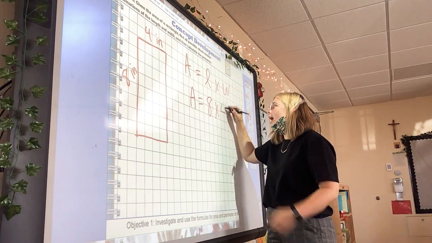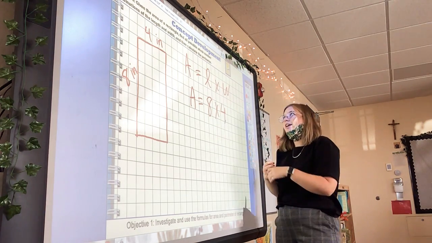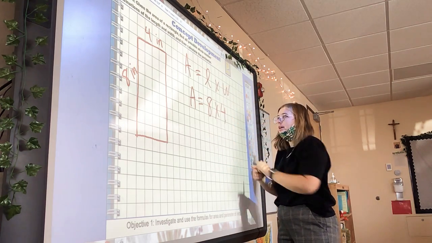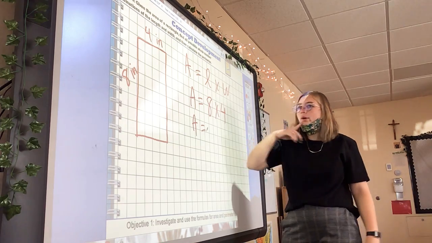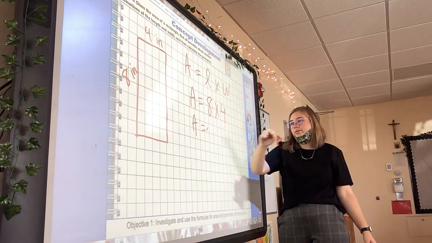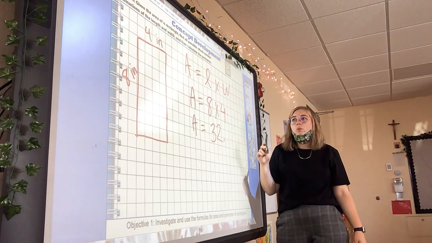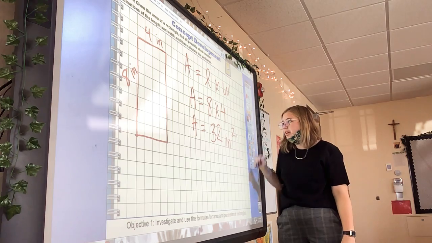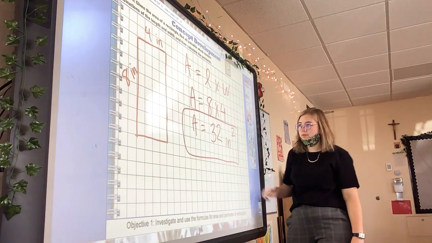4 times 8, or I personally like to keep them lined up, okay? Although it doesn't totally matter, but length is usually the longer one, so I put 8 times 4, okay? My friends, area equals what? What is 8 times 4? Go. 32. 32 what? Inches squared, okay? So your answer for the area is 32 inches squared.